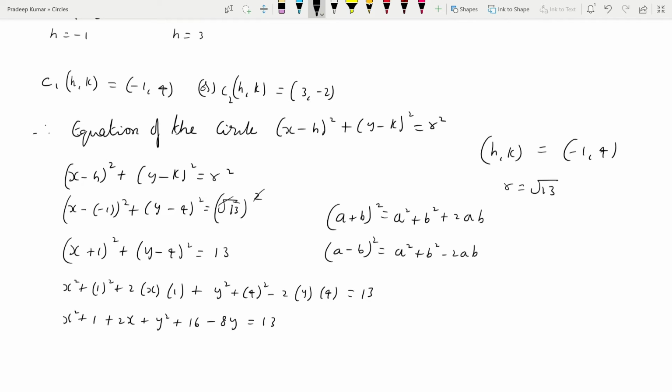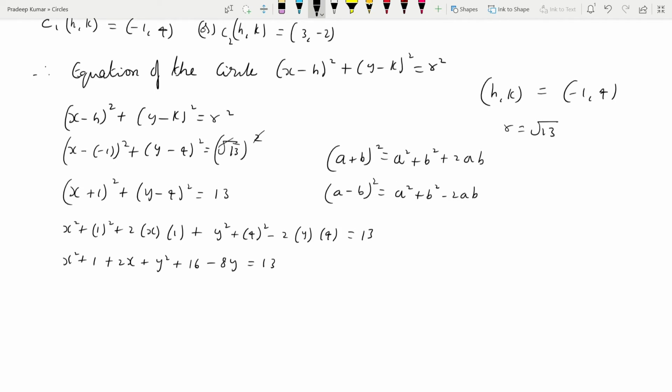So let's write everything in sequence. I can write this as x square plus y square plus 2x minus 8y plus 1 plus 16, which is 17, minus 13 equal to 0. Once we subtract this, we'll write the final equation, which is x square plus y square plus 2x minus 8y, and 17 minus 13 gives 4, equal to 0. So this is the equation of the first circle.